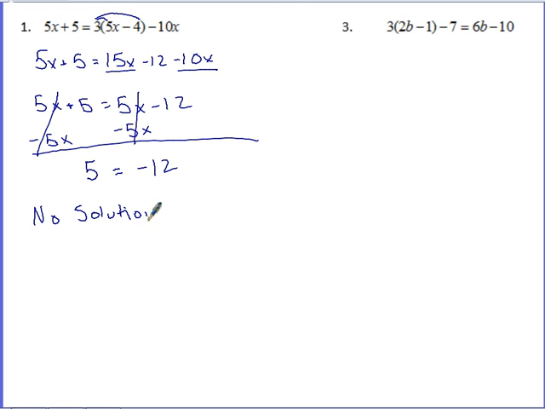So in my original equation, there's no possible number that I could plug in for x and make this true, make both sides have the same value, so there's no solution.